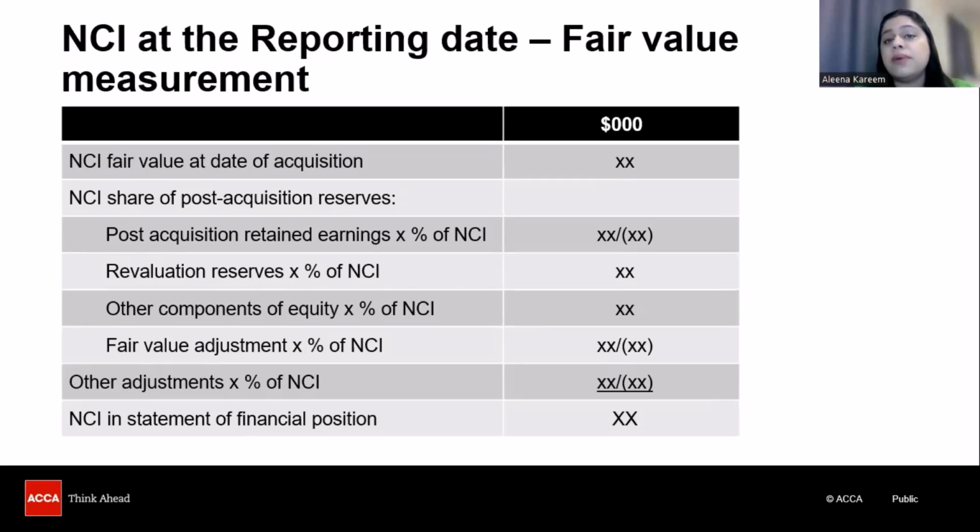Remember, if you're talking about individual company accounts, single company accounts, then any parent would just show their own share of investment in these single company accounts. So the concept of NCI only comes when we are talking about the consolidated financial statements.